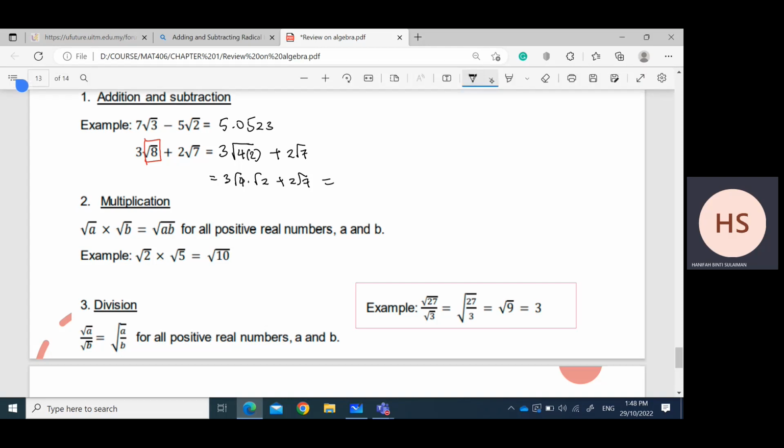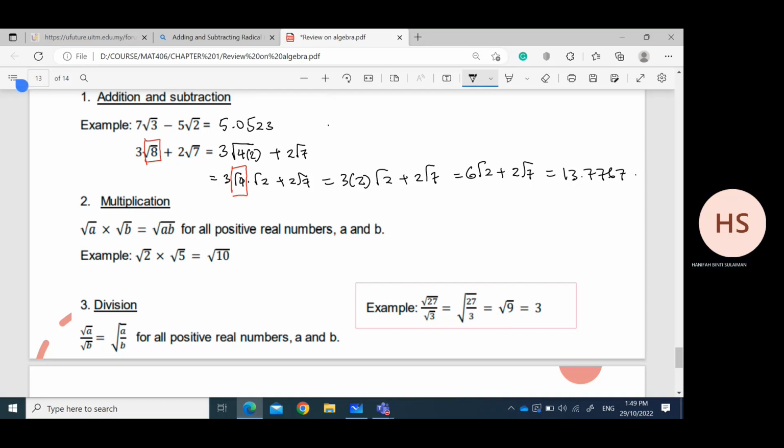Okay, so in this part we can solve it, which is square root of 4, it is equivalent to 2. So here we can say that 3 times 2 times square root of 2 plus 2 square root of 7. So the answer here is 6 square root of 2 plus 2 square root of 7. Okay, so in decimal point it will be 13.7767. Okay. All right, so I want to show you another examples.